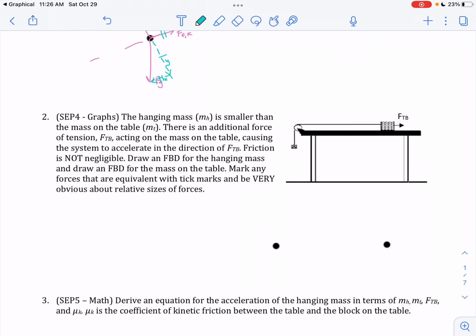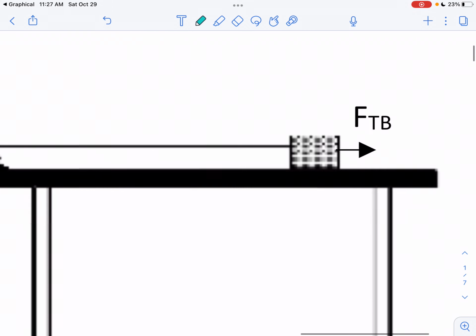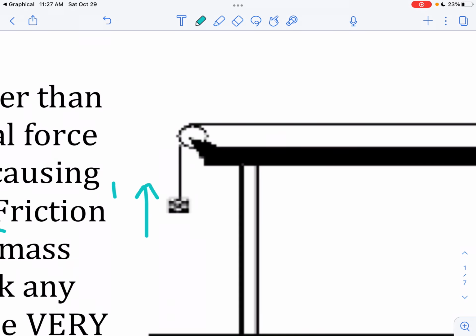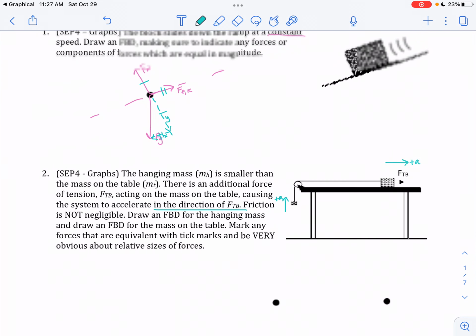Okay, I'm going to do this next one now. So we have a hanging mass that is smaller than the mass on the table. There is an additional force of tension, FTB, acting on the mass on the table, causing the system to accelerate in the direction of FTB. So what that means is that my system is going to be accelerating this way. And that means this hanging mass is going to be accelerating up. And that's because we tell you what direction it's going to accelerate.